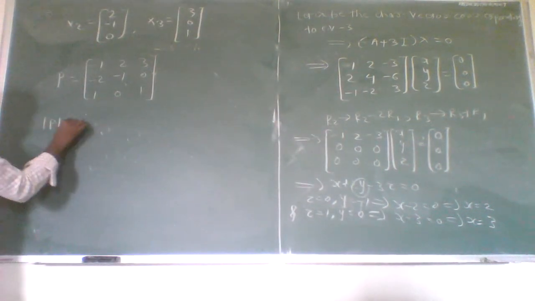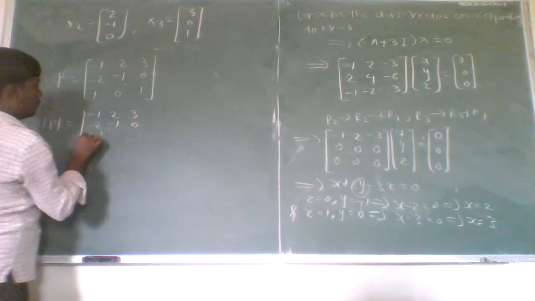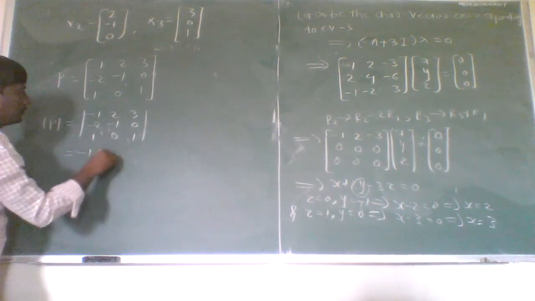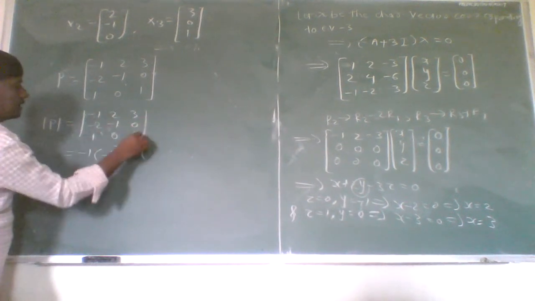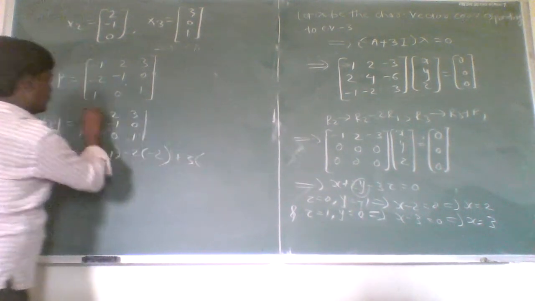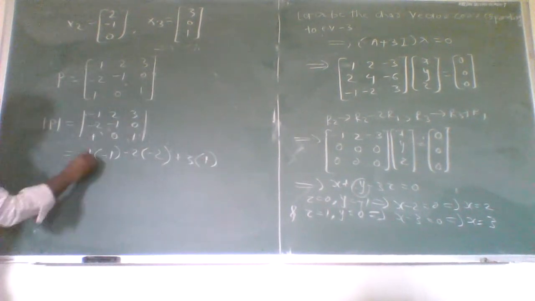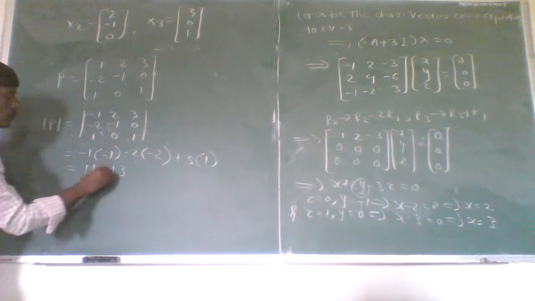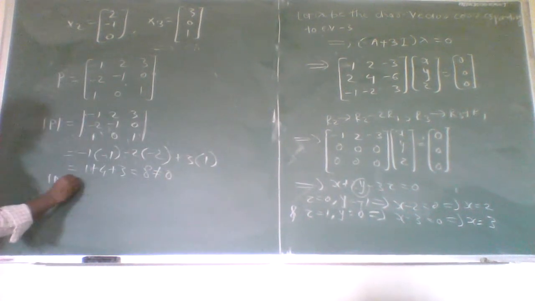So, determinant of P is equal to the determinant of minus 1, 2, 3; minus 2, minus 1, 0; 1, 0, 1. Its determinant is minus 1 into minus 1, minus 2 into minus 2, plus 3 into minus 2 into 0 minus of minus 1 plus 1. Which is equal to 1 plus 4 plus 3, which is equal to 8, which is not equal to 0. Therefore P is non-singular and determinant of P is equal to 8.